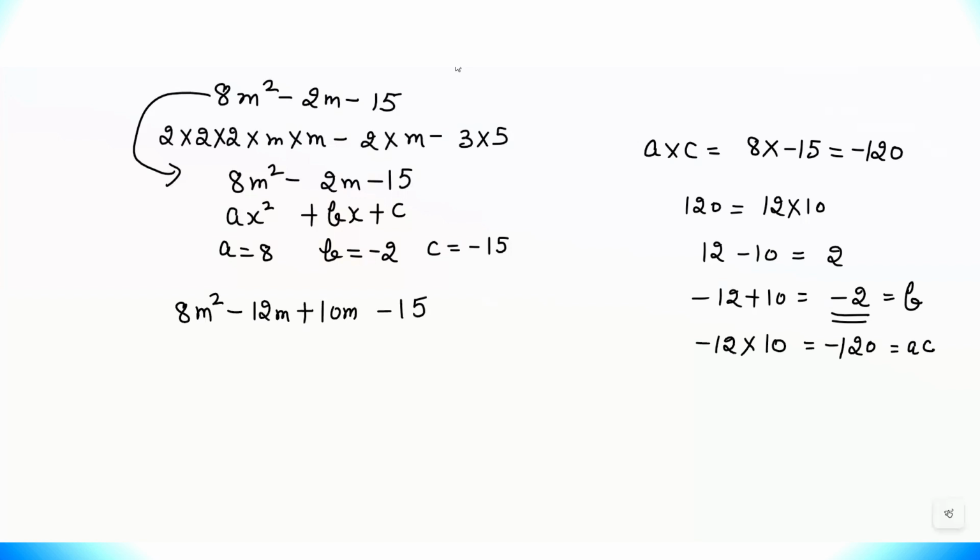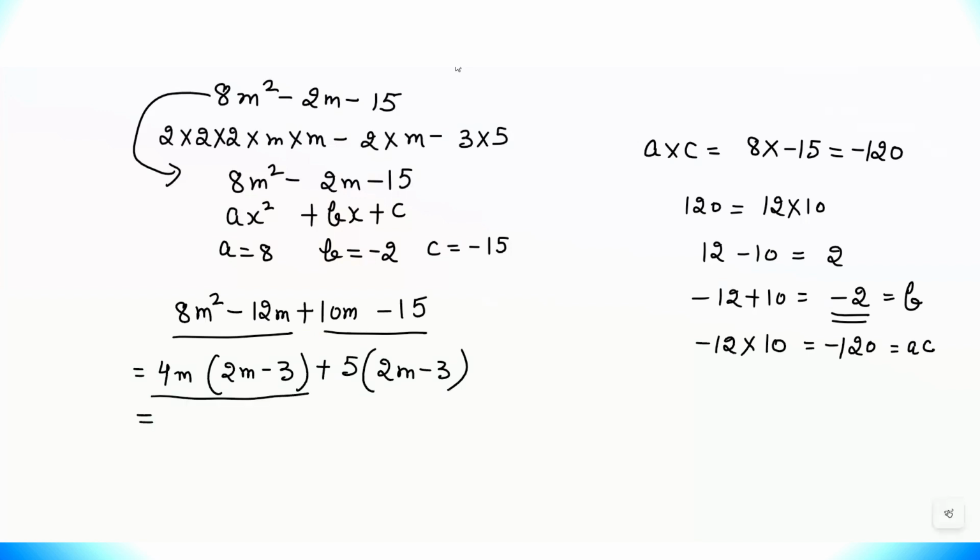So from the first two terms I can take common 4. I write here 4. Then m also I can take common. What is left? 2m minus 3. Similarly, from the next two terms, I can take 5 common. What is left? 2m minus 3. Now, this is the first term. This is the second term. 2m minus 3 is common. What is left? 4m plus 5 is left.